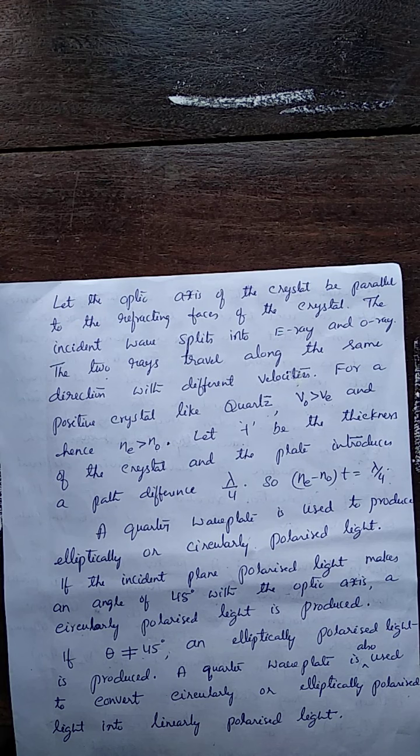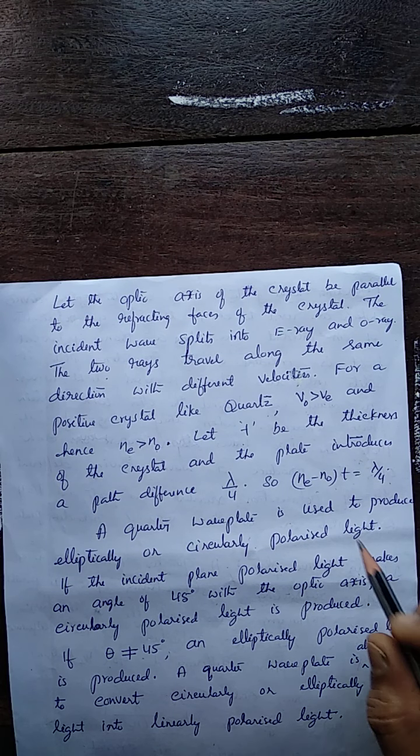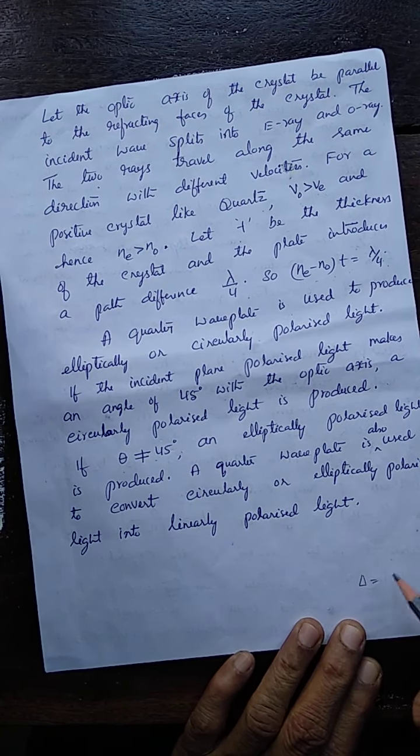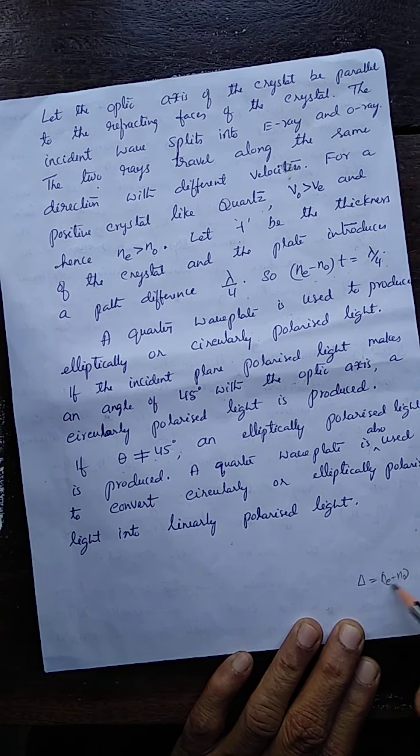In the case of a positive crystal, we know that VO is greater than VE, so that NE is more than NO. Birefringence is positive. If T is the thickness of the crystal, and if the plate introduces a path difference lambda by 4, then NE minus NO into T is lambda by 4. These things we studied in the previous class. In the double refracting crystal, delta is NE minus NO into T.